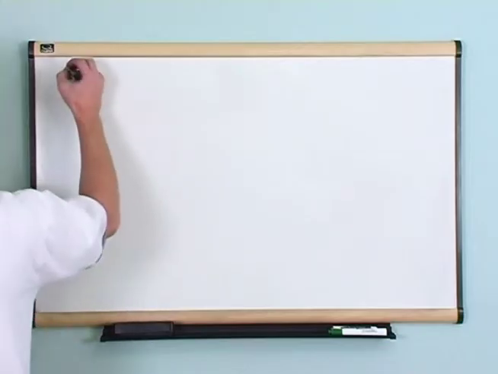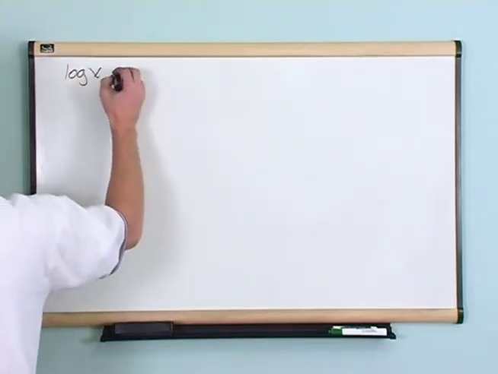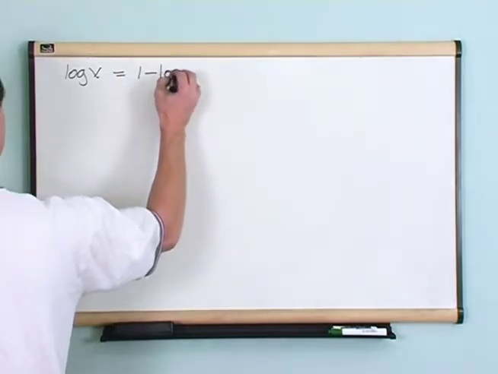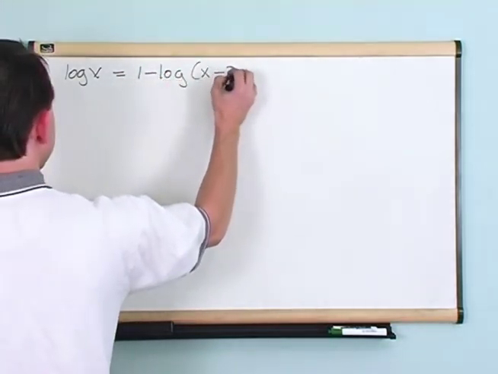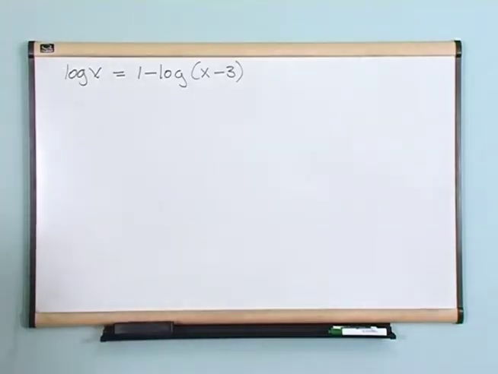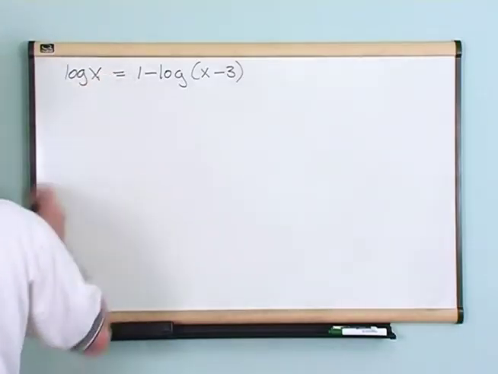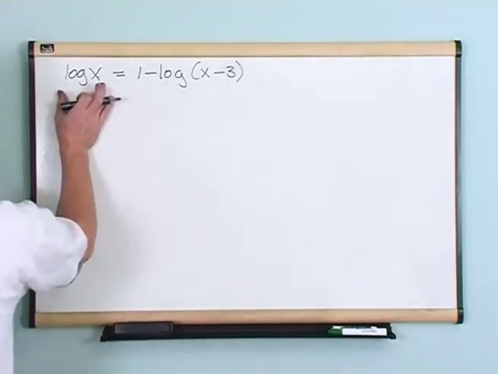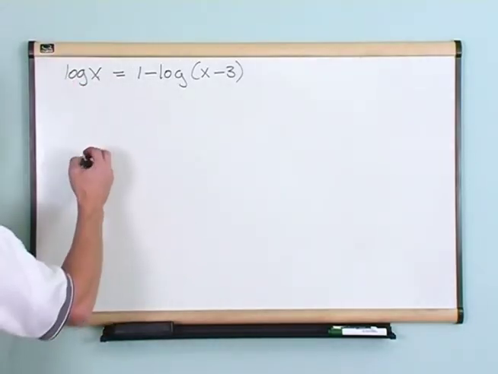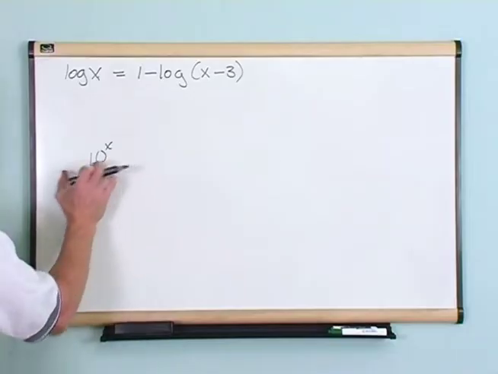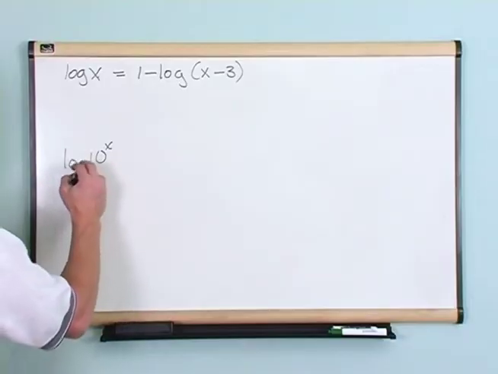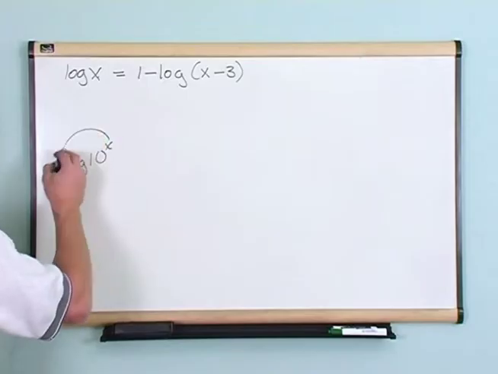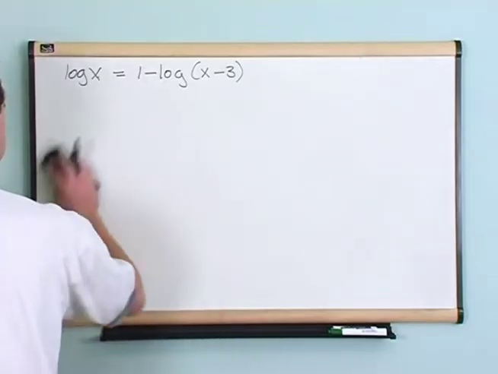Okay, the next equation we're going to work on is log x equals 1 minus log of x minus 3. Okay, what I'm going to do with this one is I need to get x by itself. Now notice in the other equations I had some kind of exponent like 10 to the x and I wanted to get x by itself, so I did the opposite. I took the log, okay, and then that allowed me to kind of pull that out and go on like that. Here I have a different problem.